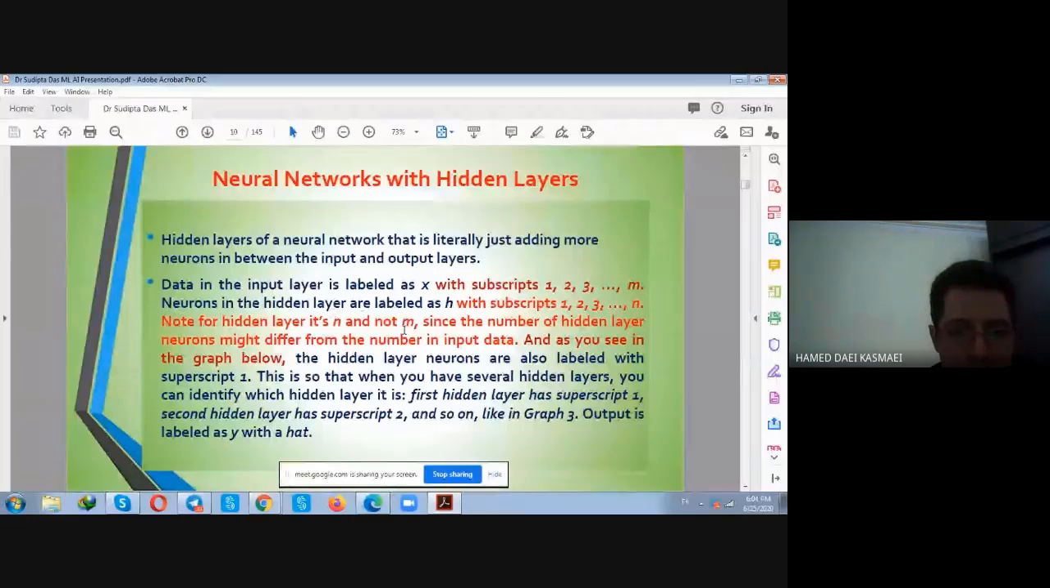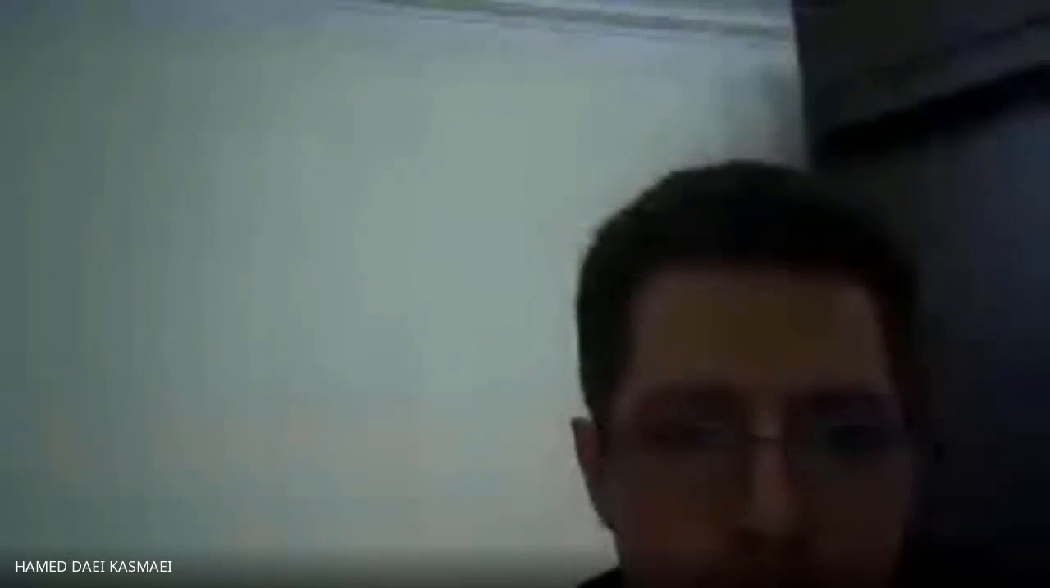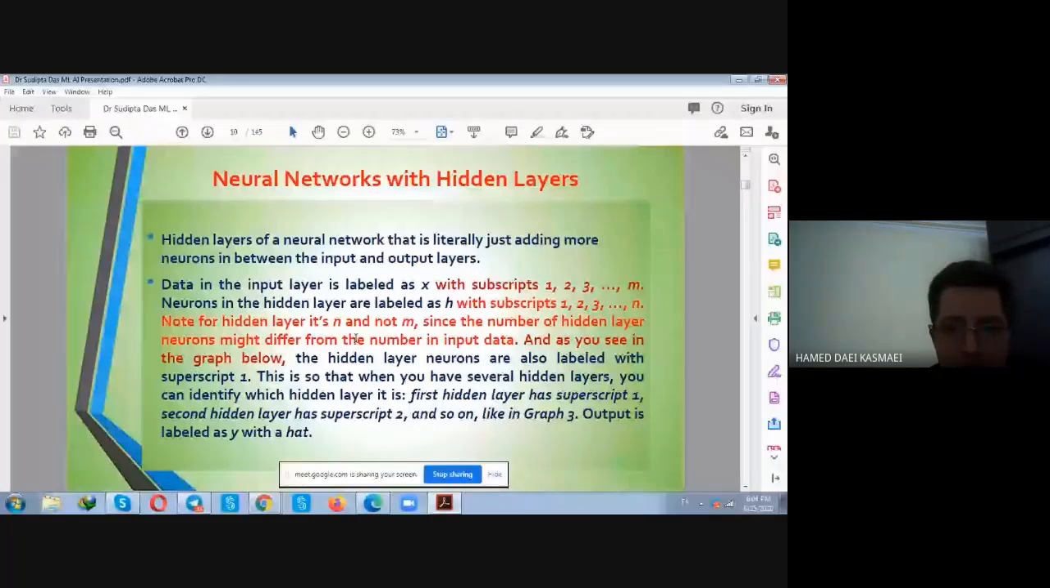Note that for a hidden layer it's a different number, not m, since the number of hidden layer neurons might be different from the number in the input data. And you see in the graph below, the hidden layer neurons are also labeled with a subscript 1. Using labels is not very good, because it's based on human work, and we are trying to present algorithms that eliminate and omit all human action, and do everything based on the algorithm and digitalization.